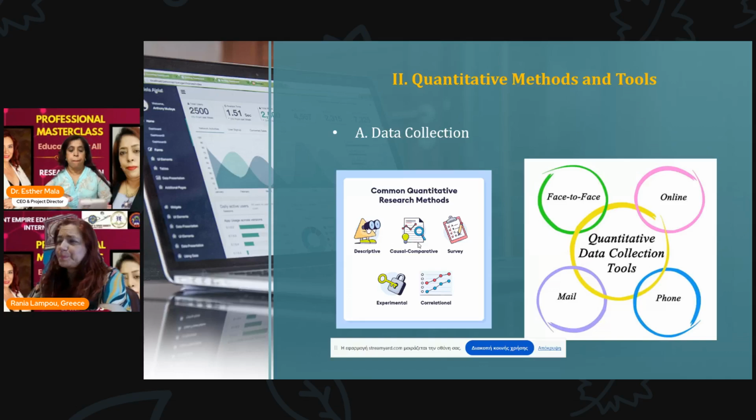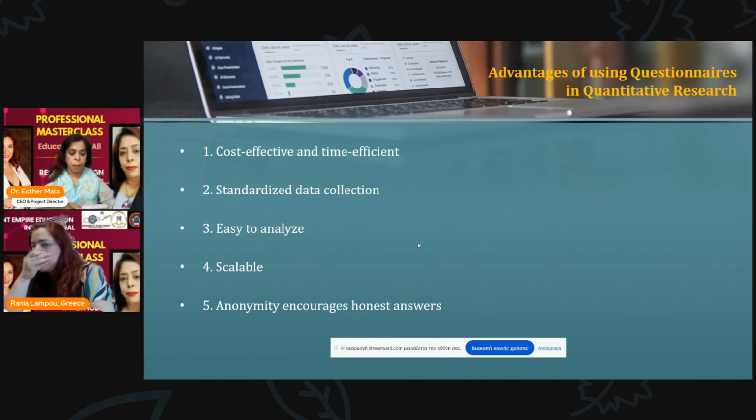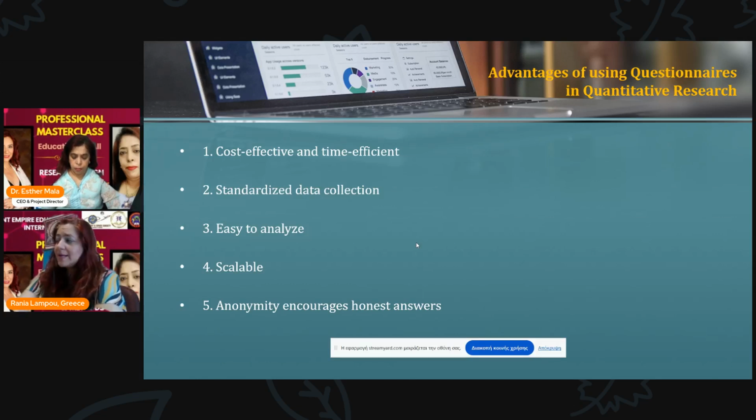Now, what are the advantages of using questionnaires in quantitative research? Because this is cost-effective, it's time-efficient, it can reach a large number of respondents quickly and at low cost, especially online. Every participant receives the same set of questions, ensuring consistency and objectivity. Responses are structured and numerical, making them suitable for statistical analysis using tools like SPSS. And scalable because it's ideal for collecting data from large populations, which increases the potential for generalization. When they're anonymous, participants also may feel more comfortable answering sensitive or personal questions.